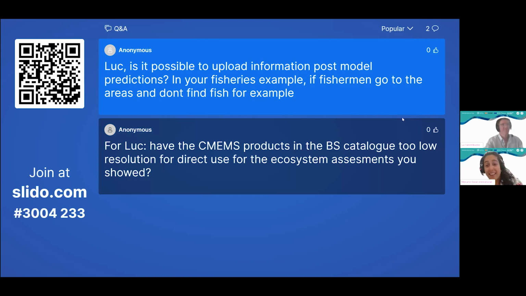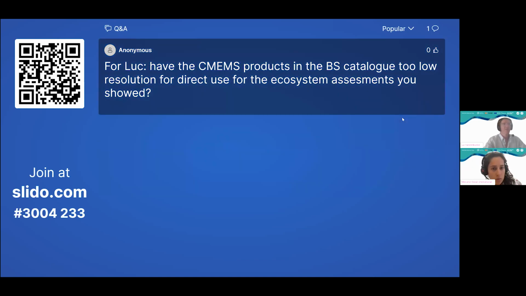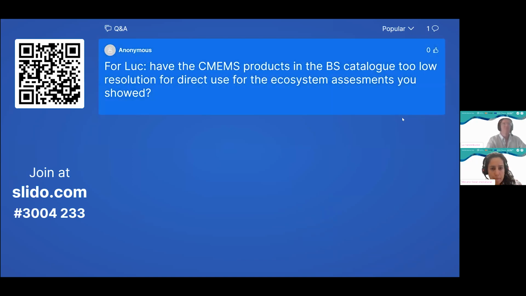Okay, thanks. Last one. Are the CMEMS products in the catalog too low resolution for direct use for the ecosystem assessments you showed? It depends which kind of assessments you want to make. So if you're looking at hypoxia or the long-term assessments that I showed in the beginning, then I think the Black Sea product is quite okay. The resolution now is 2.5 or 3 kilometers. So it's quite okay. If you want to do very specific forecasts, like very short-term forecasts for aquaculture, etc., then you probably need a coastal model.